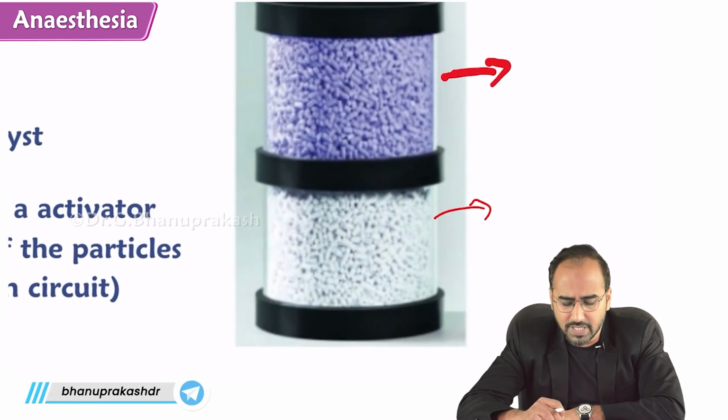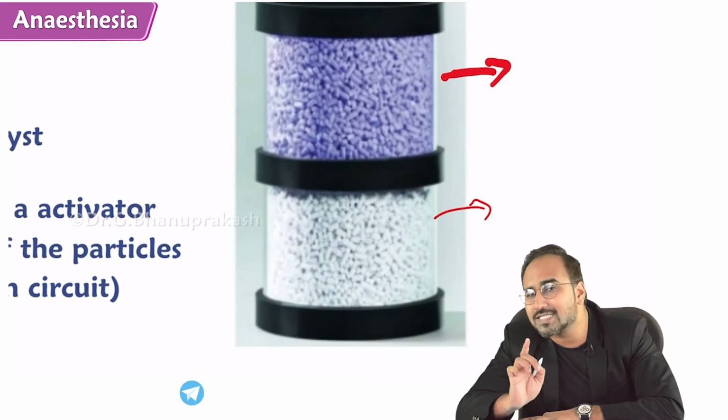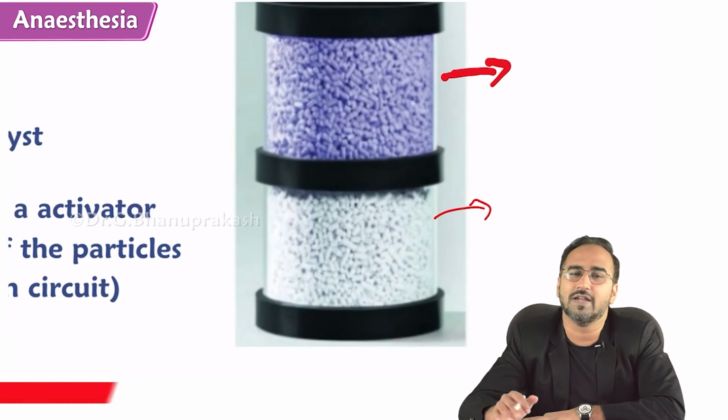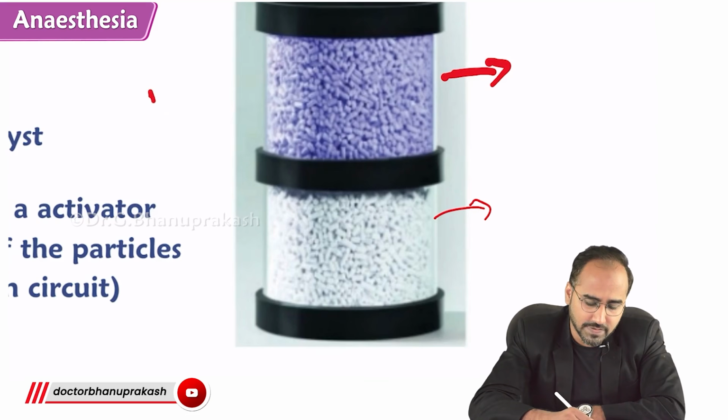And when you zoom into the picture of the soda lime, you will see some granules. There has been a question on the size of the granule. Even though it is very irrelevant, what is the size of the soda lime granule? The size of the soda lime granule is 4 to 8 mu.